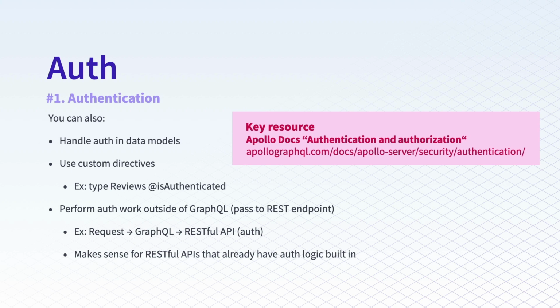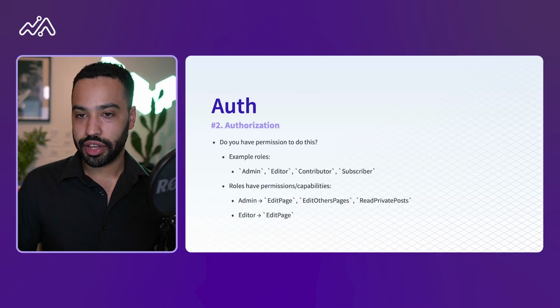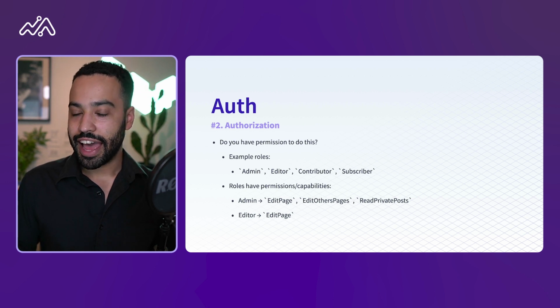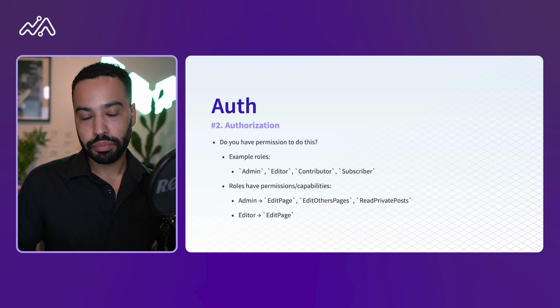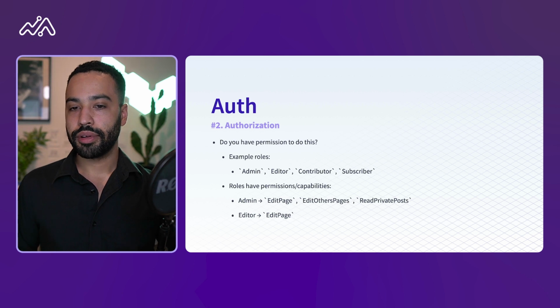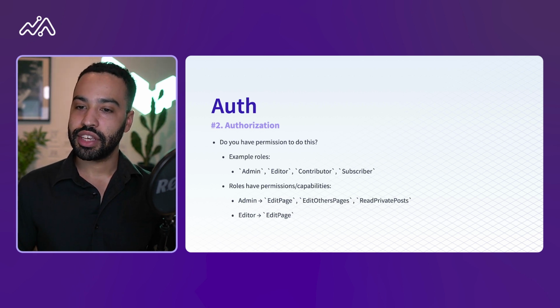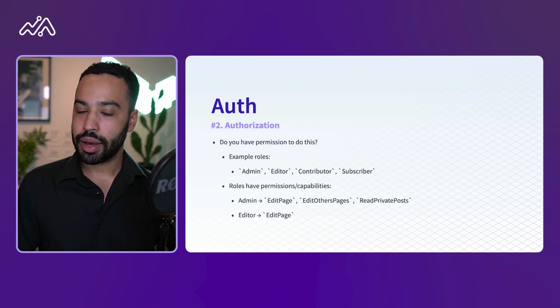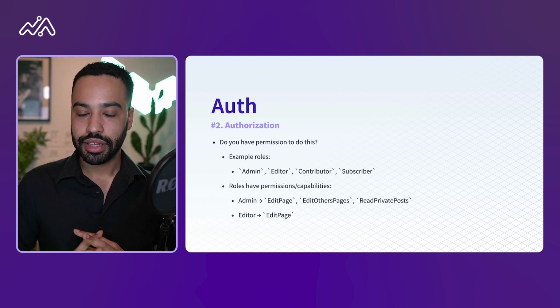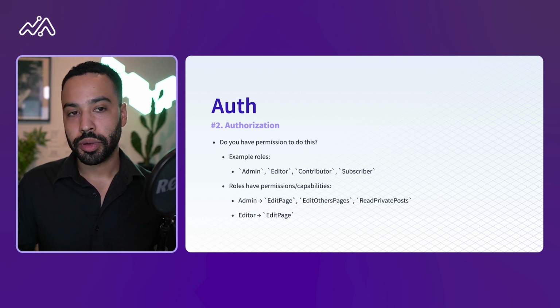Authorization, on the other hand, is about determining if we have permission to perform a certain operation. One way to structure authorization logic is to determine a set of roles, like admin, editor, contributor, or subscriber, and then give those roles permissions. For example, an admin might have the edit page and edit others page permission, but perhaps an editor only has the ability to edit their own page. That is, they don't have the edit others page permission.